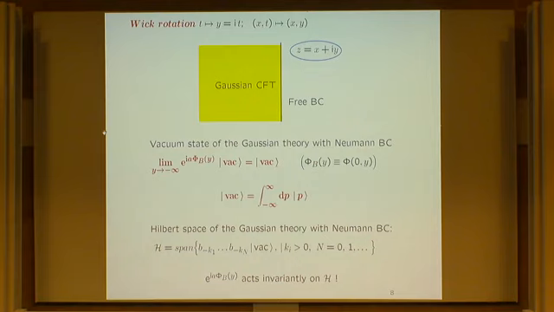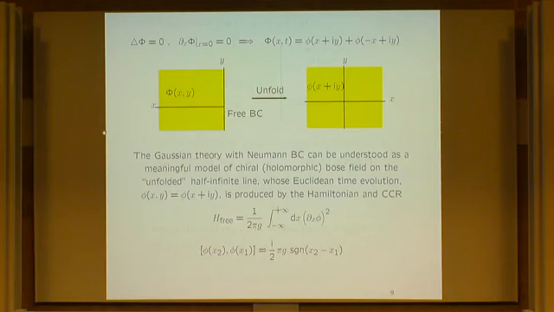And for the whole Hilbert space, you start with this vacuum and then create the Hilbert space by the action of the creation operators with positive and negative k. And what's really important for us is that the exponential operator acts invariantly on H. This operator exponent acts in the Hilbert space of the theory with free boundary conditions. So this is our Hilbert space.